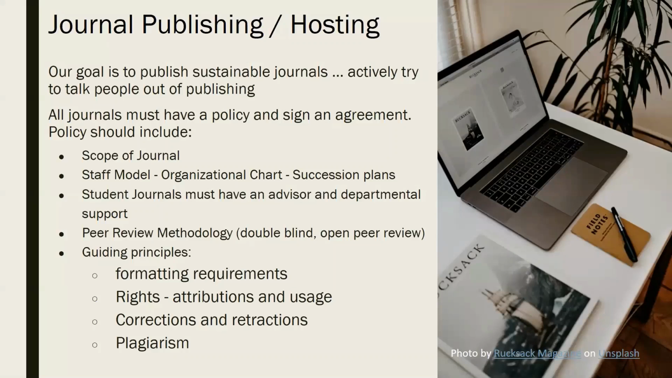For student-run journals, they must have an advisor and departmental support. This is really key, and we have found that this is our way to keep our student journals continuously publishing. All of our journals must have a peer-reviewed methodology. And with the guiding principles, what we mean by formatting requirements is, have they identified who will do the work? Will it be the authors or the editors? And if they're requiring the authors to do the work, who's going to do the quality control?